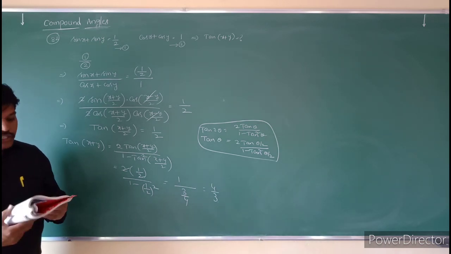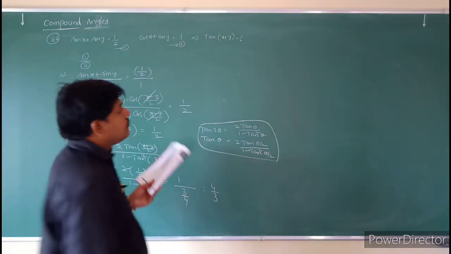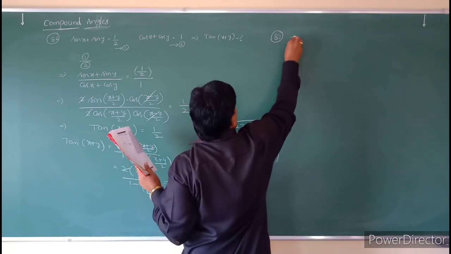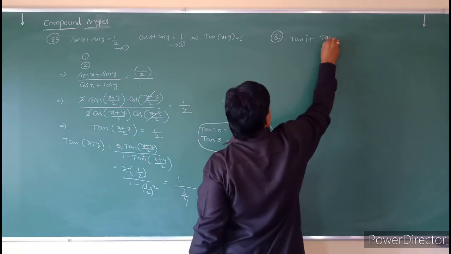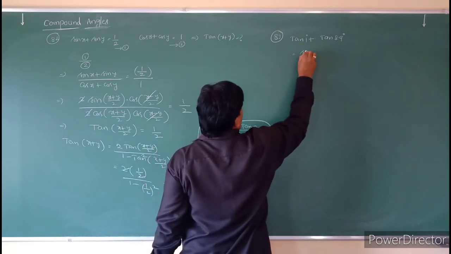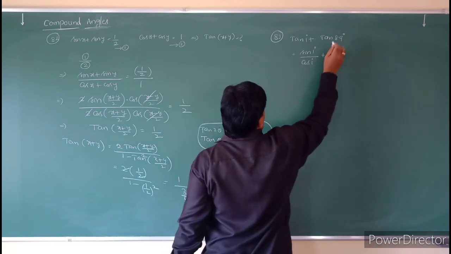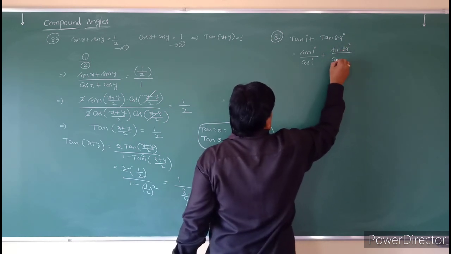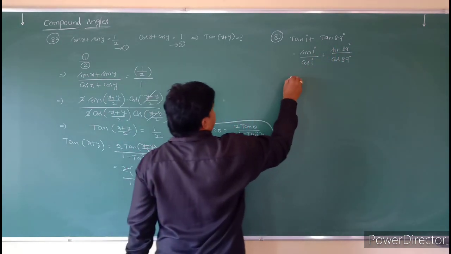See the next question, question number 83. So what is question number 83? tan 1 degree plus tan 89 degrees. So tan 1 degree is nothing but sine 1 degree by cos 1 degree, plus tan 89 degrees is nothing but sine 89 degrees by cos 89 degrees. Tan is nothing but sine by cos. Take the LCM, students.